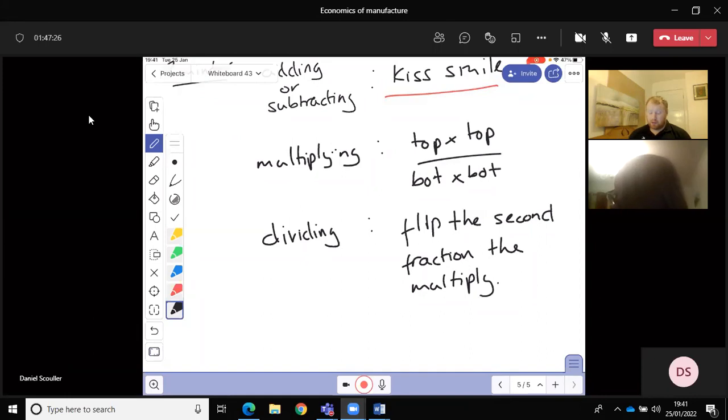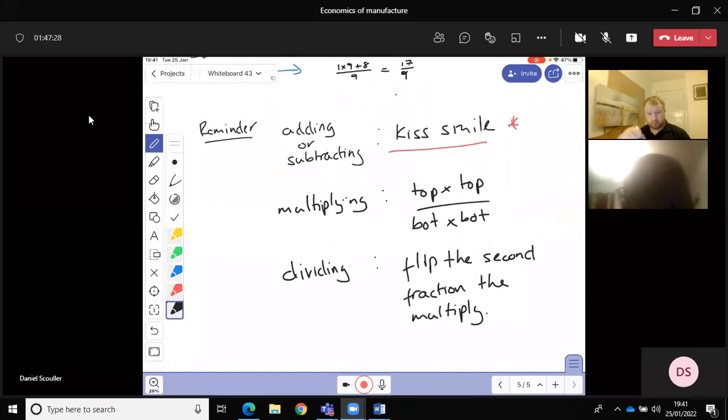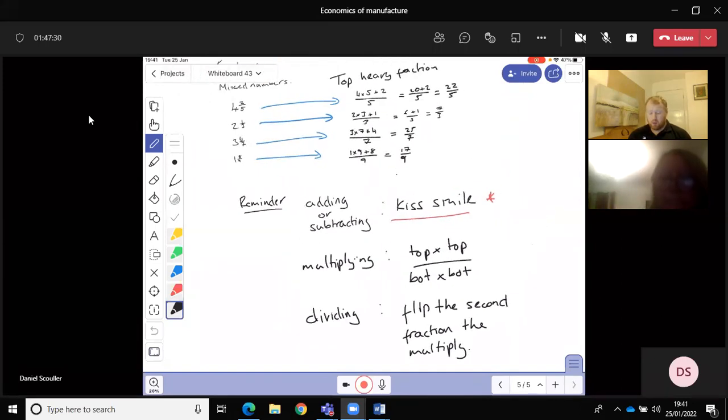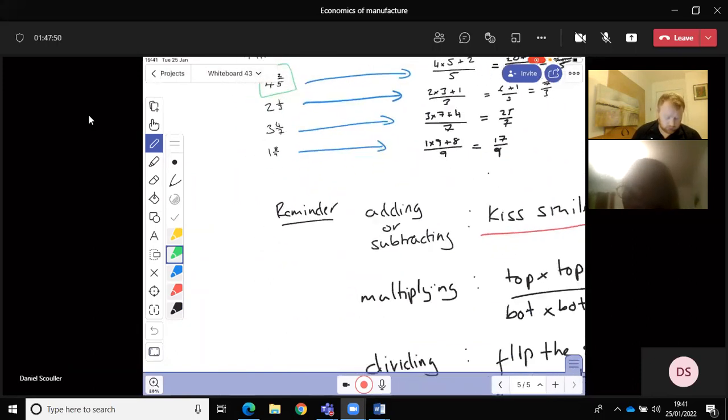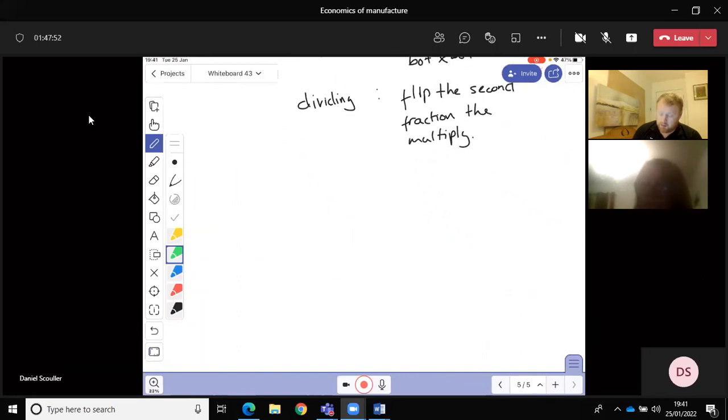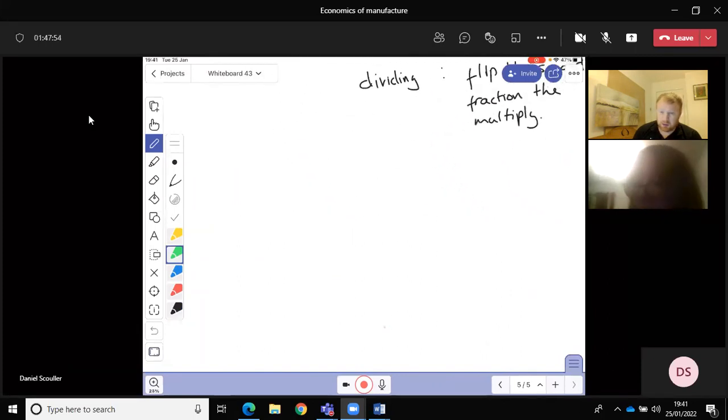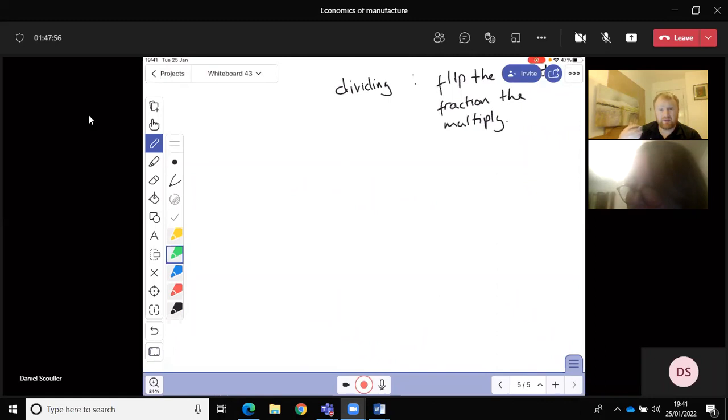Okay, so again, these rules, we can't apply them when we've got something in this format. We've got a mixed number like that. So that's why it's important that we can change these mixed numbers into top heavy fractions. Fractions where the top is going to be larger than the bottom. The other thing for this, we need to be really good at simplifying fractions down.